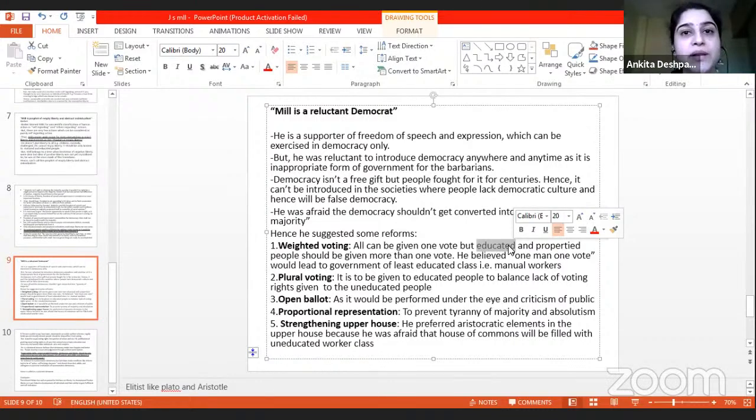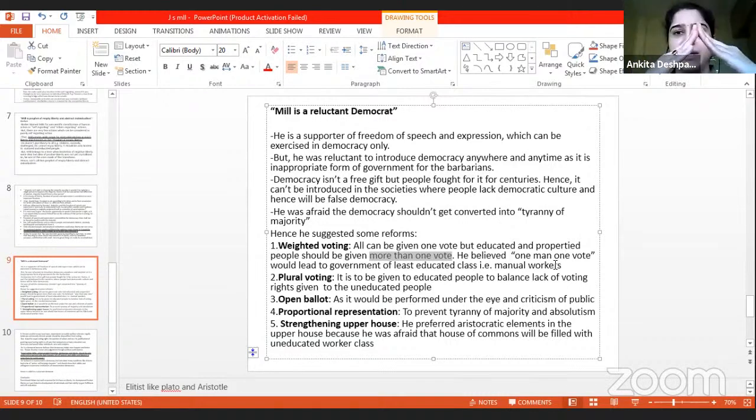Why propertied people? Because they have something to lose. They have a fear of losing their property, fear of losing their riches. That's why these people will be more interested in the political process compared to the poor people. So educated people and propertied people should be given more than one vote. That's the same concept of plural voting, because one man, one vote will lead to a government of the least educated class.